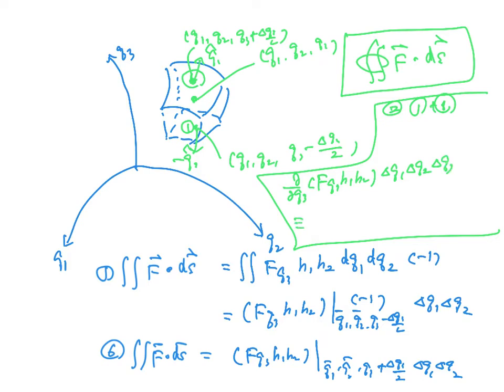And then you can change it back to volume integral. 1 over H1, H2, H3, partial Q3, partial F Q3, H1, H2, dV. Right?